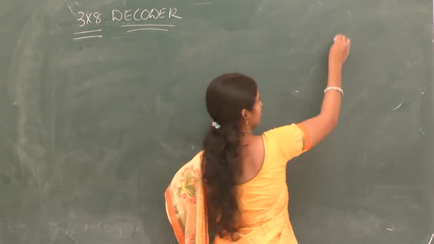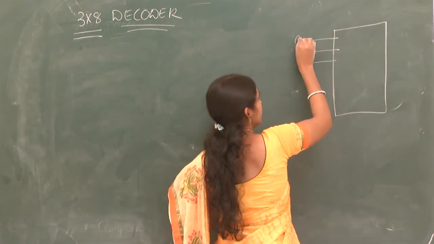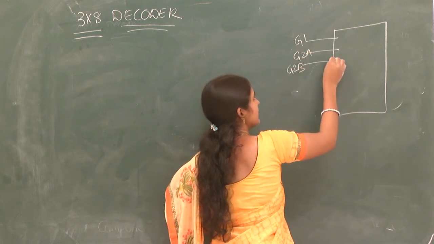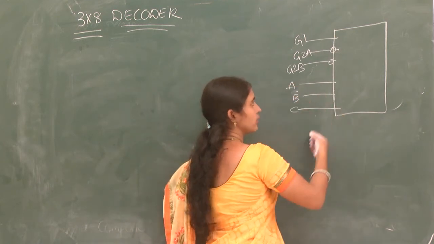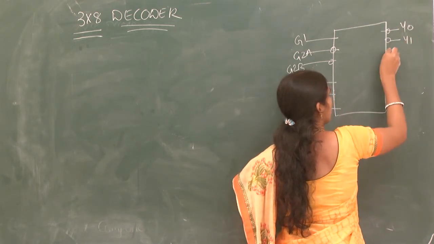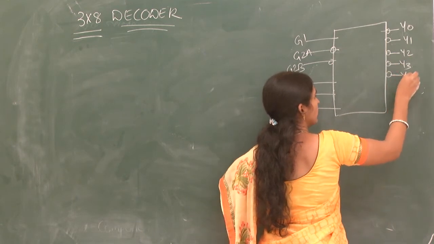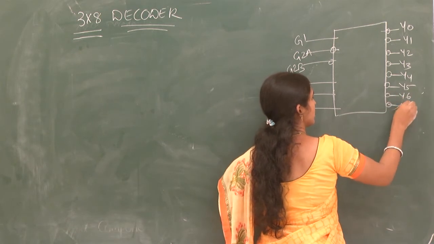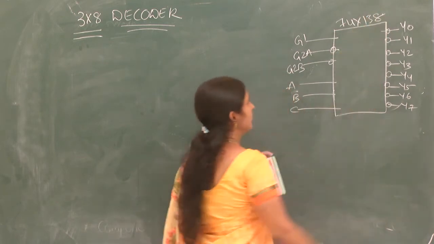I'll just draw this logic diagram here. There are 3 enable input selection lines. Okay, G1, G2A, G2B are 3 enable lines, whereas A, B, C are your inputs, and Y0, Y1, Y2, Y3, Y4, Y5, Y6 and Y7 are your outputs. This is nothing but your 74138 decoder, right?